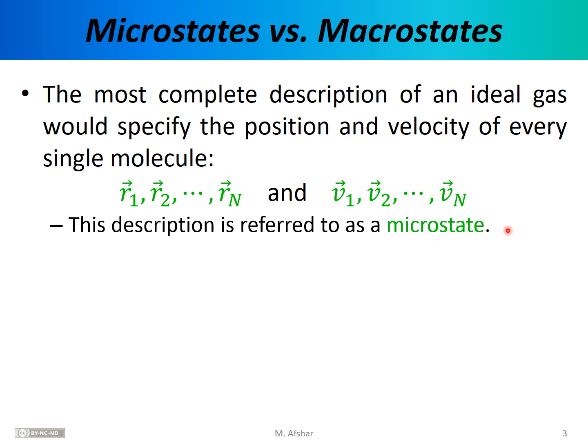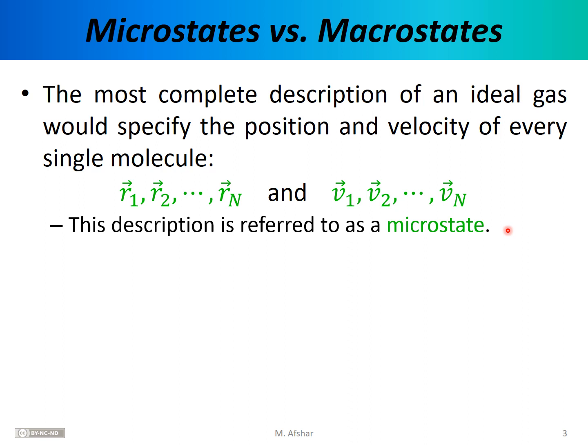A microstate, from a theoretical point of view, is a very desirable description of what the system is doing. We can use its microstate to calculate the probability of a system doing something. Unfortunately, this is not a very practical description for realistic systems.